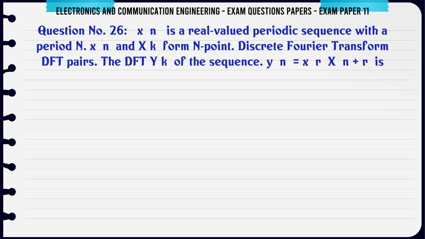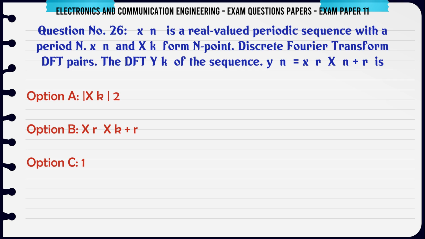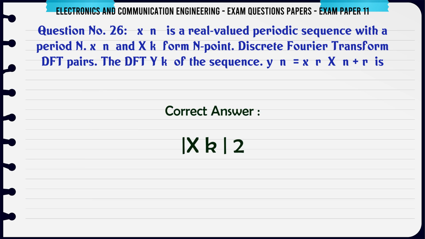x[n] is a real-valued periodic sequence with a period N, and X[k] form an N-point Discrete Fourier Transform (DFT) pair. The DFT Y[k] of the sequence y[n] = x[n]x[N-n] is: A, X[k]^2; B, X[k]X*[k]; C, 1; D, 0. The correct answer is |X[k]|^2.